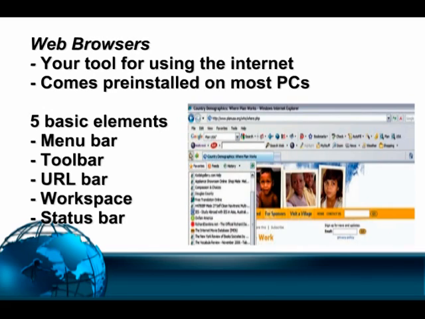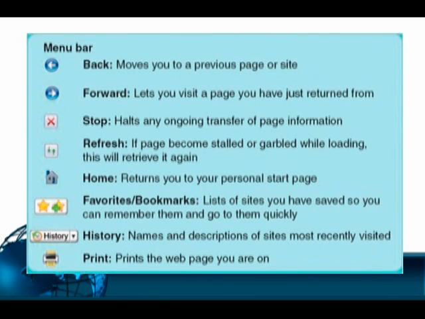Web browsers. Your tool for using the Internet. It comes pre-installed on most PCs. Five basic elements: menu bar, toolbar, URL bar, workspace, status bar. The home page is the page you see when you open your web browser. You can change the home page on your browser.